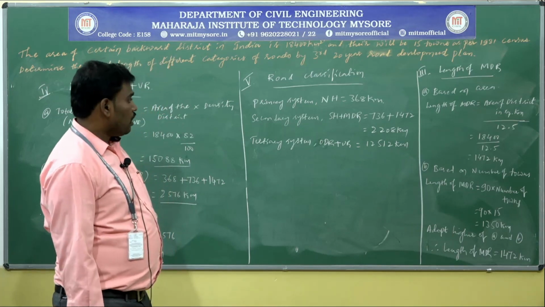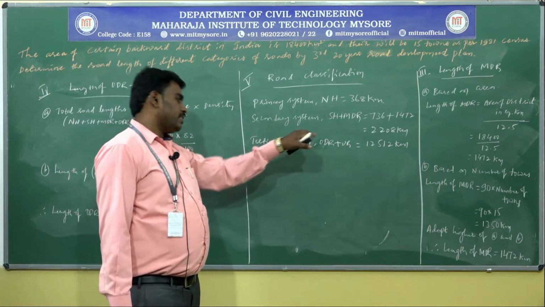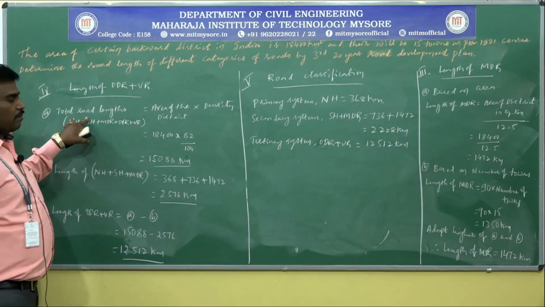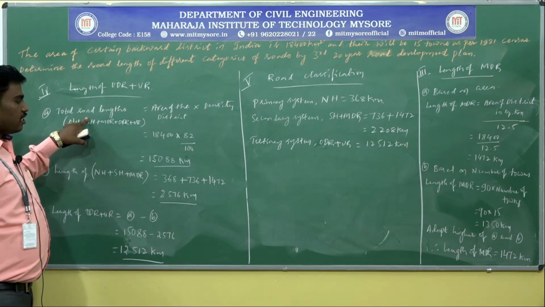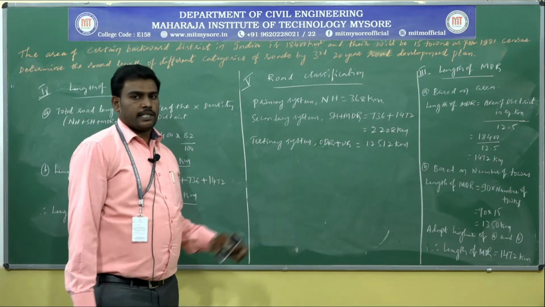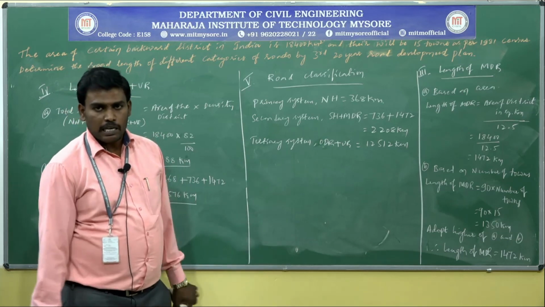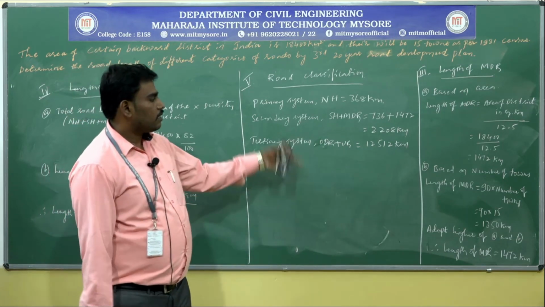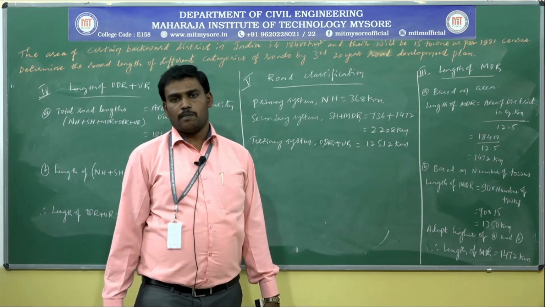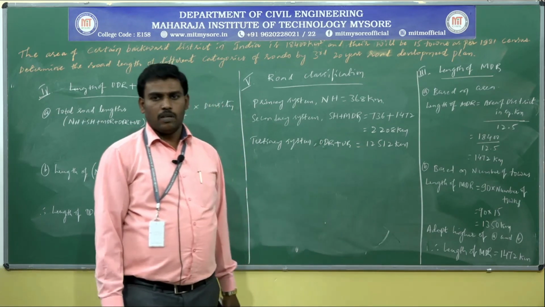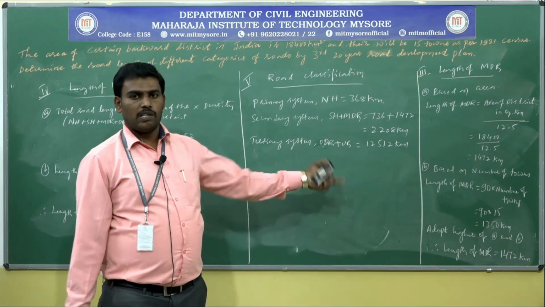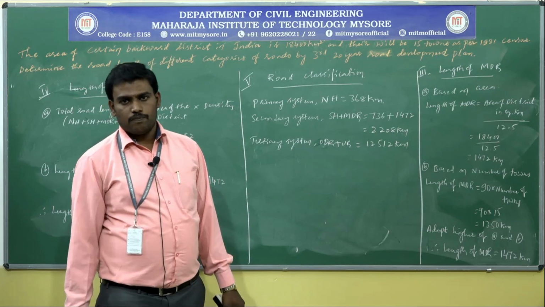If you sum up the primary system, secondary system and tertiary system, that will give your total road length. If it matches, then it is correct, otherwise there is a mistake somewhere. Is it clear? This is regarding the calculation of road length as per the third 20-year road development plan. It's a very simple problem, and it is given in your competitive exams and also in your semester examinations. Is it clear?